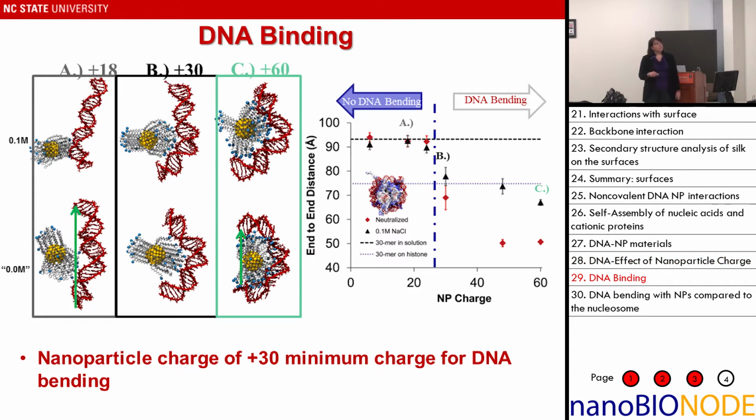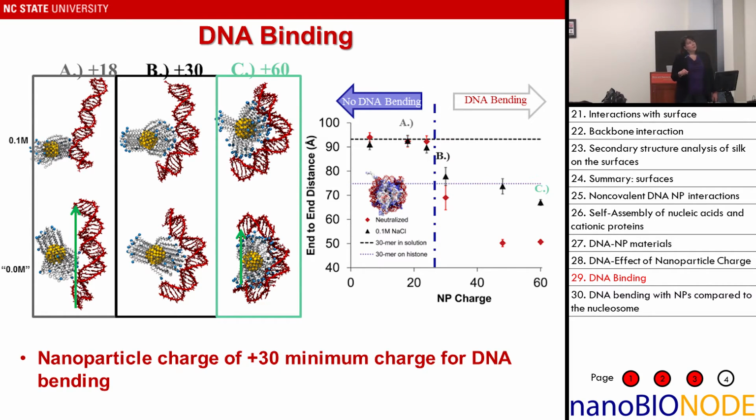If we compare this, and we compared it by calculating the end-to-end distance of the DNA versus nanoparticle charge, at two different salt concentrations. One is the traditional 0.1 molar sodium chloride. Another one is neutralizing ions only, so it's basically 0 molar plus neutralizing ions. What we see here is that this line represents just the end-to-end distance of DNA in solution. This line here represents the DNA on a histone. It's the same sequence for both structures.